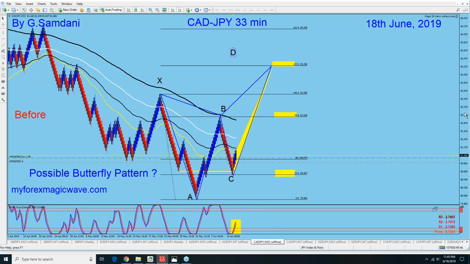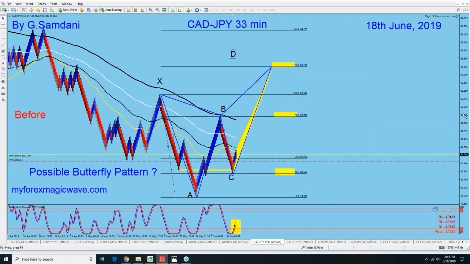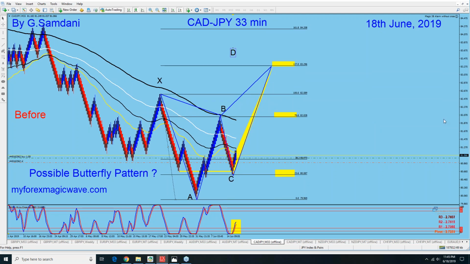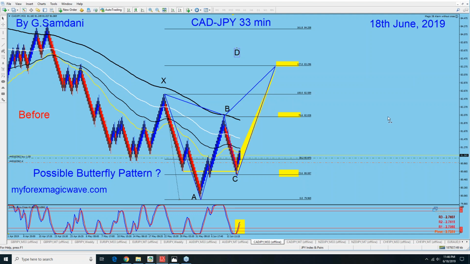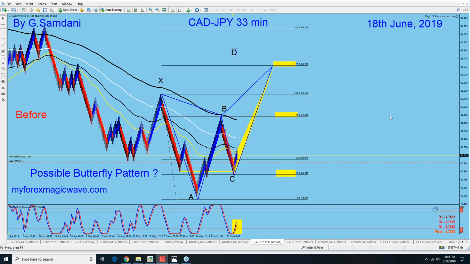But yeah, play by the rules, and you will not only be safe, but you will make a lot of money. A lot of pippage at least. It depends on your account size and the lot size. But you're going to make a lot of pippage, definitely, if you follow the rules. Get out quickly if you are wrong, and let it run if you are right.